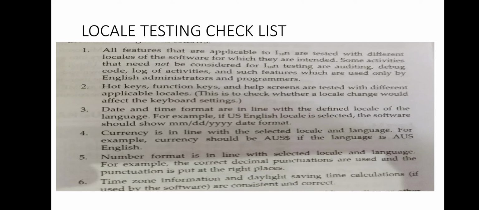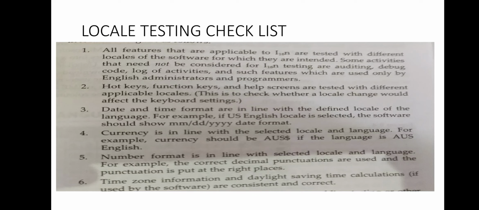Some activities that need not be considered for internationalization testing are auditing, debugging and log off activities. These have to be checked by testers properly. The tester should also test hotkeys, function keys and help screens with the different applicable locales. This is to check whether a locale change would affect the keyboard setting or not. That means accessibility issues are also related to locale testing. Similarly, date and time formats are there. Whether currency is in line with the selected locale and language or not also has to be checked.